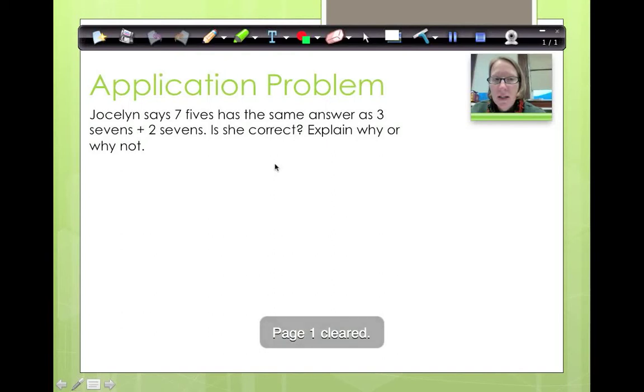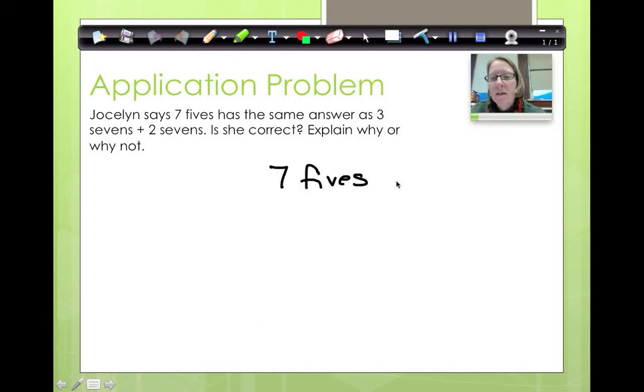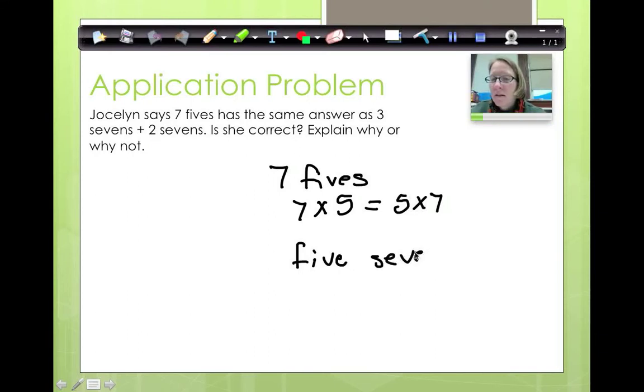She said 7 5s is the same as 3 7s. What would be the commutative property of 7 5s? Well, this is 7 times 5. So the commutative property is going to be 5 times 7. And this is 5 7s. So 7 5s equals 5 7s.